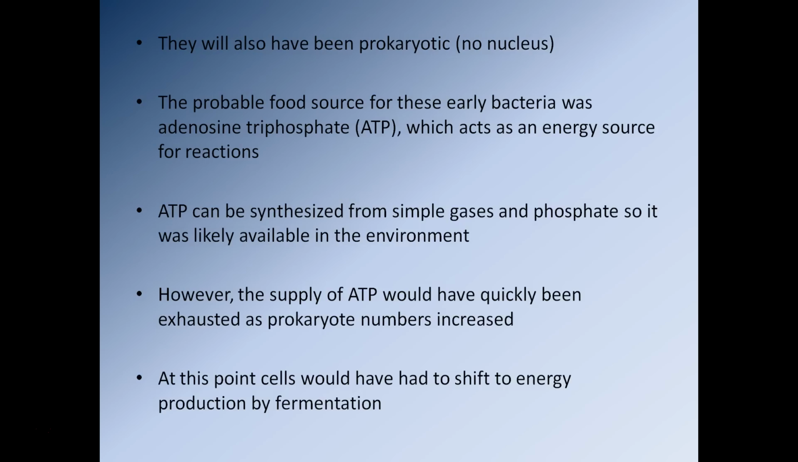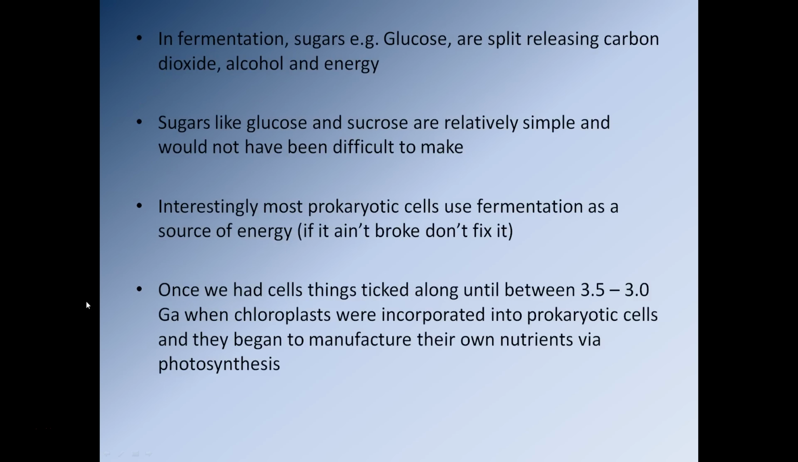However, the problem is that the supply of ATP would probably have been very quickly exhausted, as the number of prokaryotic cells increased. So at this point, cells would have had to come up with a new way of producing energy, and the simplest way of doing that is through fermentation. In fermentation, you take a sugar, like glucose, and you split that sugar, releasing carbon dioxide, alcohol, and energy. Sugars like glucose and sucrose are relatively simple, and would not have been difficult to make, especially if you have pieces of RNA to help speed up the process.